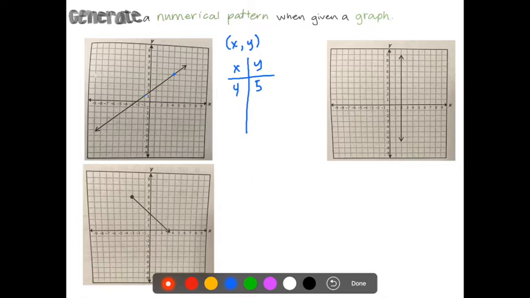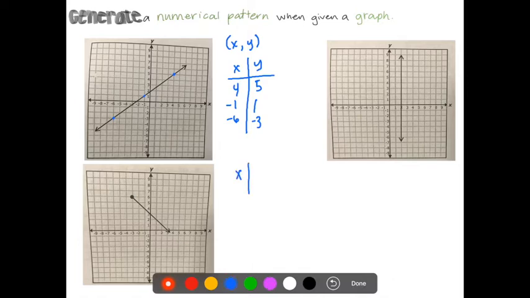I'm going to pick this intersection right here. Notice that in this intersection, the value of x is -1, and the value of y is 1. Notice that there's another intersection right here where the value of x is -6 and the value of y is -3. And so that is a numerical pattern that we generated from this particular line.